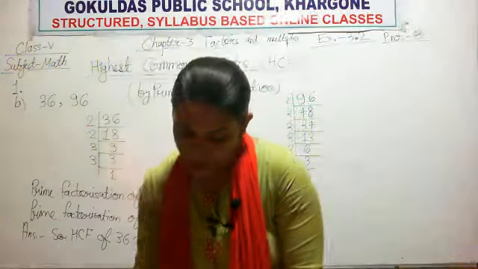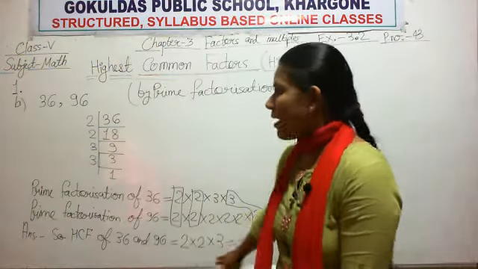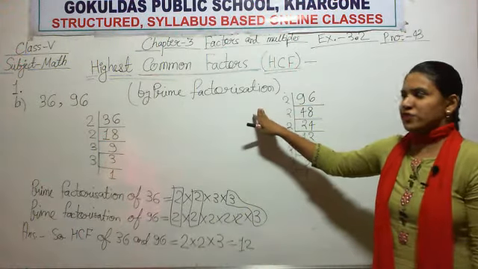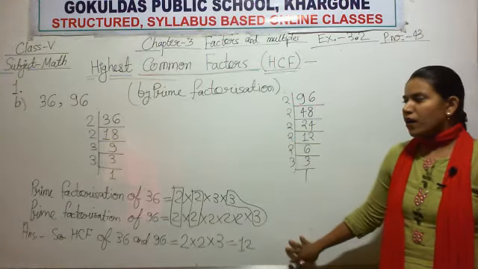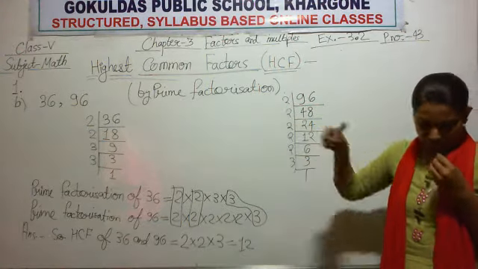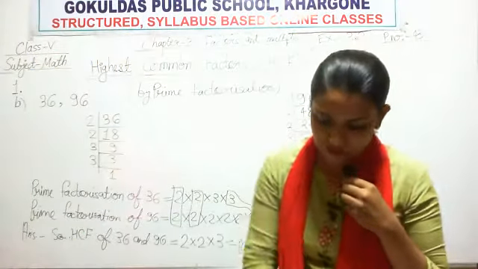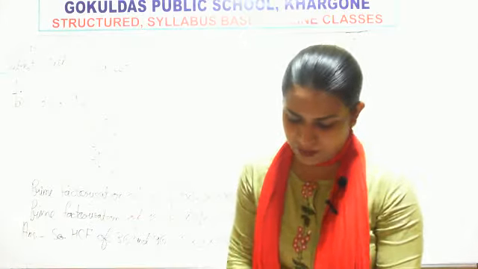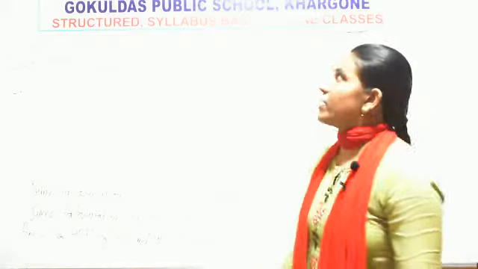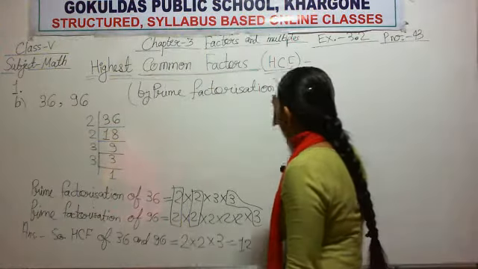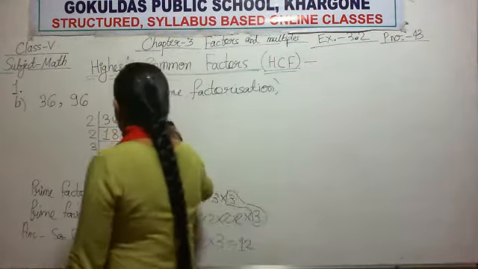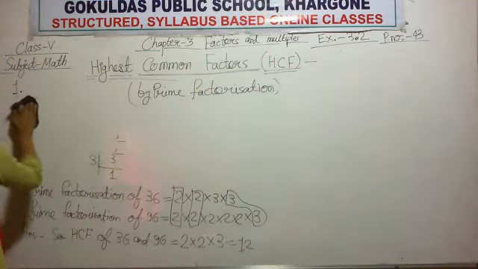Let us take one more example. This method is called prime factorization. Find the HCF by prime factorization method. Okay, we are discussing finding HCF by prime factorization method. Now what if we have 3 numbers?